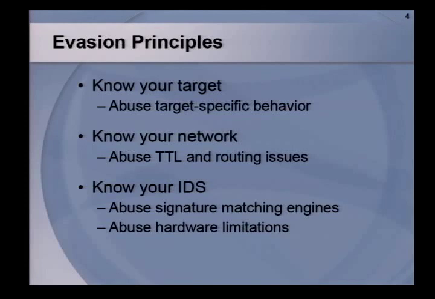If you know your network better than the IDS does, you can do things like abuse routing issues, TTL, and asynchronous routes to make sure that the IDS doesn't have a clear picture of what's going on. Also, if you know your IDS really well, you know exactly what signatures it uses, how it does pattern matching, and what its weaknesses are, and you can abuse those things to also bypass the IDS or IPS.